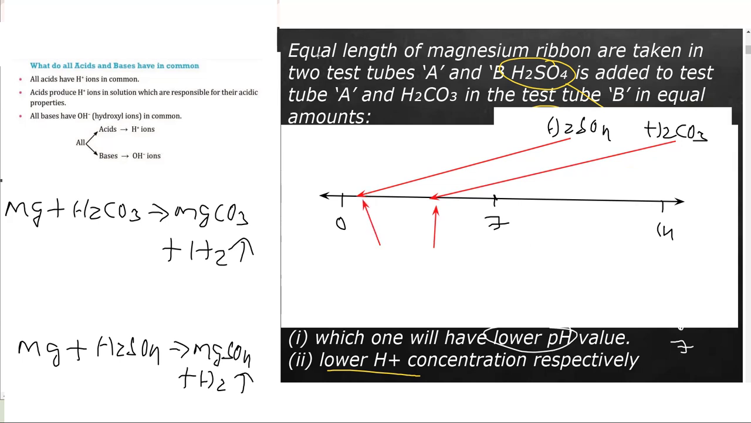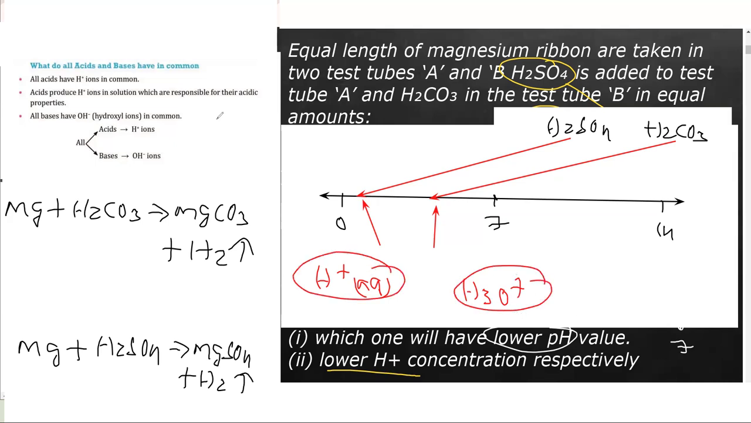Now, the next part is H plus ions. We should know that the H plus ion concentration, that is, we write H plus aq, the hydronium ions, or sometimes H3O plus simply. The hydronium ion concentration will be more in the case of a stronger acid. That means the stronger the acid, the higher the H plus ion concentration. We have concluded that H2SO4 is more acidic. Therefore, it will have a greater concentration of H plus ions, not numbers. The concentration of H plus ions will be more in sulfuric acid and less in carbonic acid.